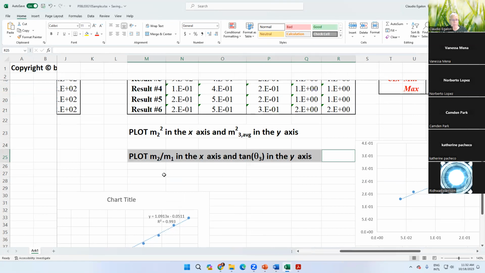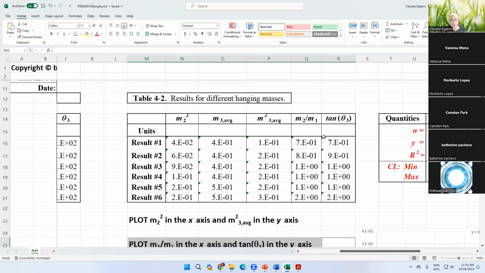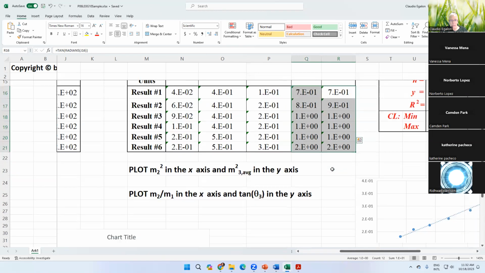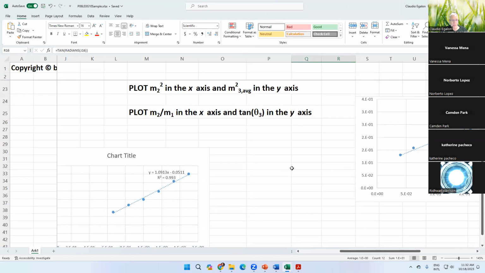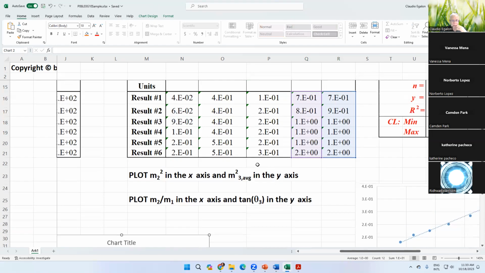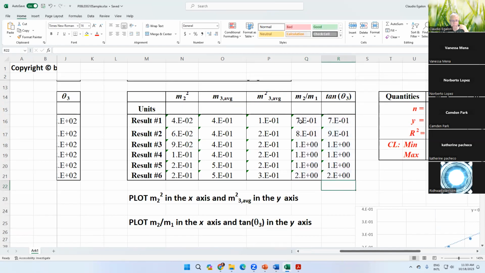Okay. Plot the M2 divided by M1 in the x-axis and tangent of theta 3 in the y-axis, right? Tangent and M2 over M1. You repeat everything that you did for the other one for this specific graph. Okay. Give me a second. Well, I need to select tangent first, right? Doesn't matter. Okay. I think I got the graph and everything.